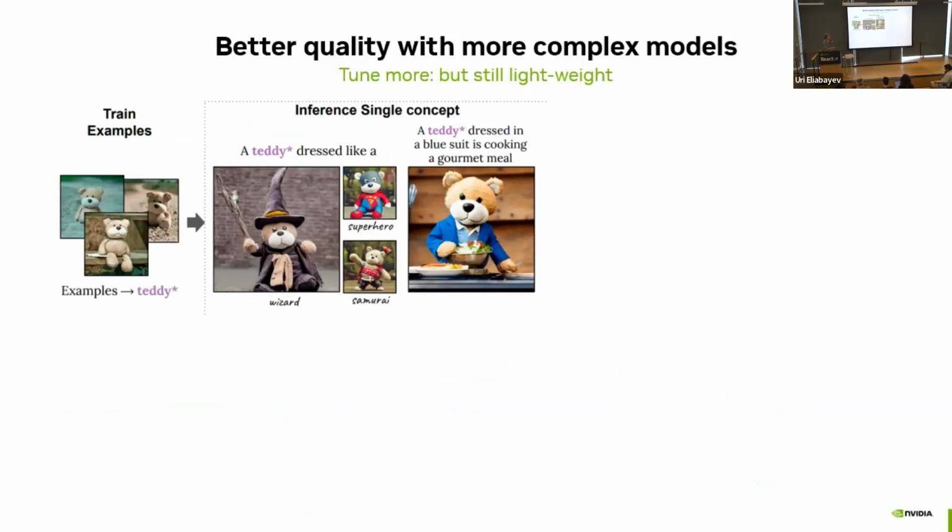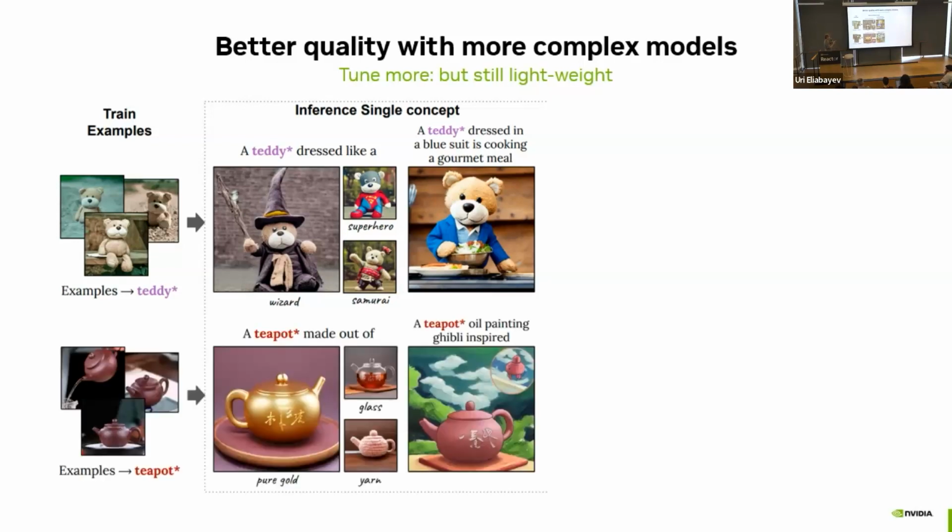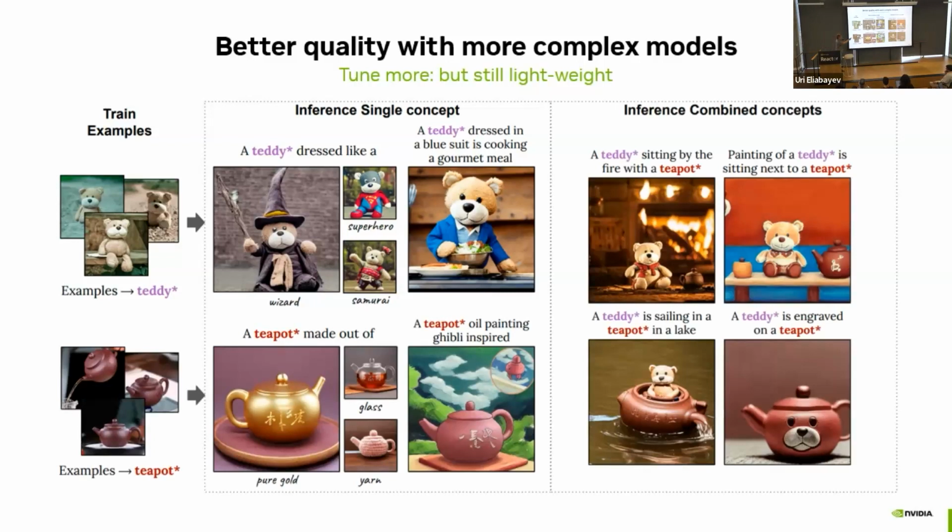This is the teddy bear that I showed you before. Once again, you show these images on the left, you teach it, oh, this is now called Teddy, and now just generate for me an image like a Teddy dressed like a wizard, and it generates that. You can actually train two different concepts now because it's lightweight, and you can combine them, right? You have the Teddy sailing in a teapot in a lake, and they combine it in a nice way.